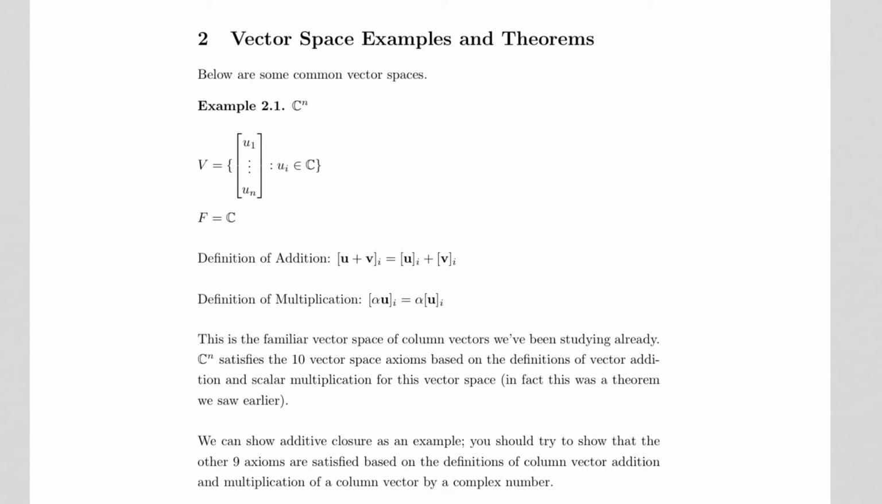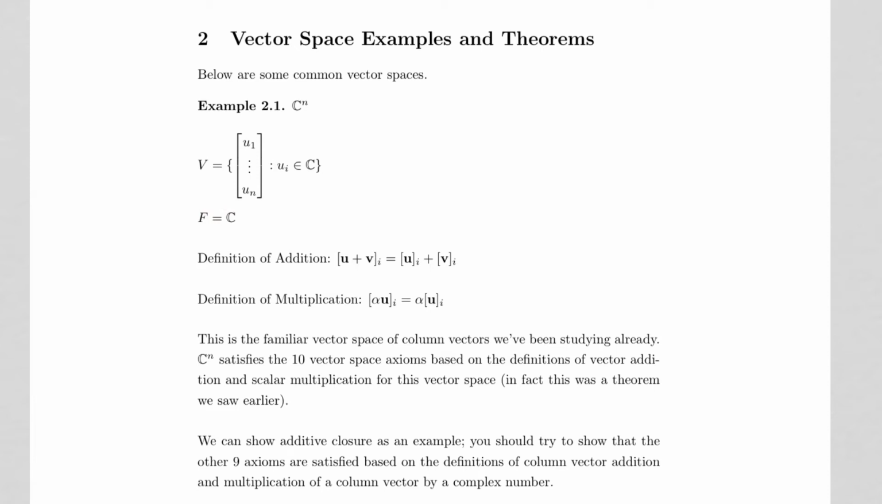Okay, so let's consider our first and most common example. This is C^n. This is the column vector space that we've studied previously. So in this vector space, the set V is a set of these column vectors that we've studied before. The field is C.